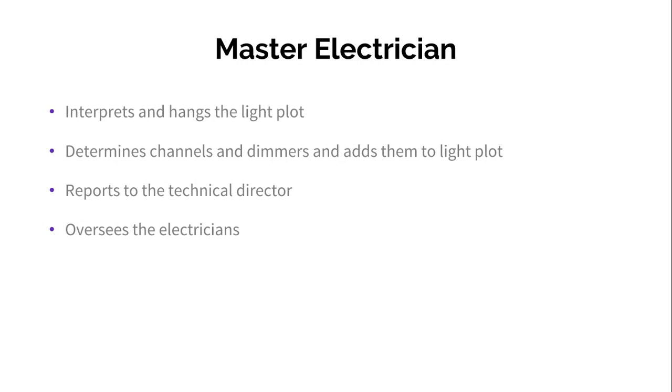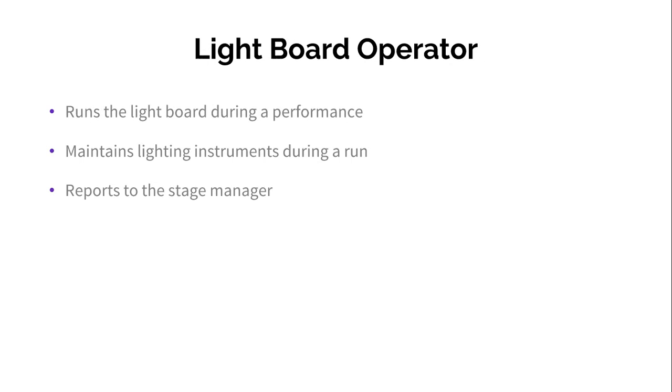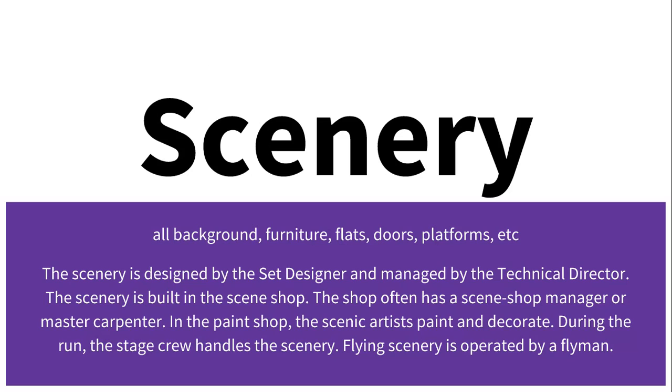Then you have the master electrician, who is going to interpret and hang the light plot, determine channels and dimmers, and add them to the light plot. They report to the technical director, and they oversee the electricians. The lighting crew and the electricians assist the master electrician with the focusing of the light plot. The light board operator will run the light board during a performance. They maintain lighting instruments during a run, and they report to the stage manager.